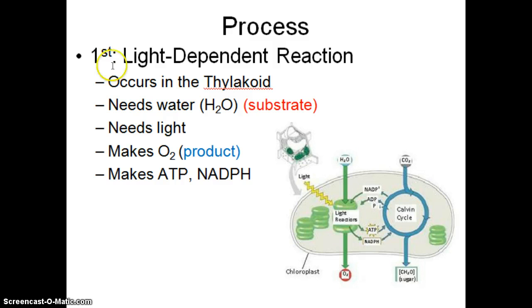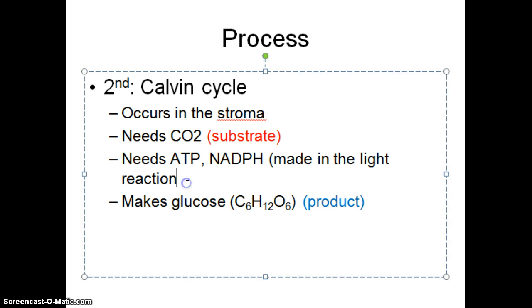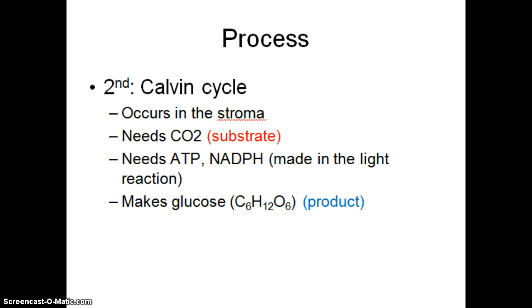So this is just another summary of this process. We said that it occurs in the thylakoid, we need water, that's a substrate, we also need light, we produce a product that is oxygen, and we make ATP and NADPH. The Calvin cycle occurs in the stroma, we need CO2 as our substrate, we also need ATP and NADPH that we made in the light reaction. And in the process we make glucose, which is C6H12O6. So that's just a nice little summary for your photosynthesis.